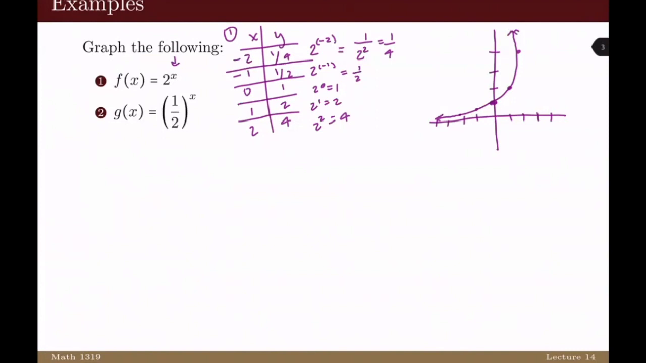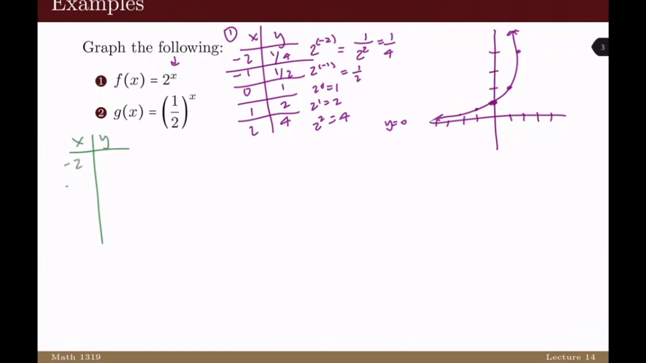With exponential functions, there is asymptotic behavior at y equals 0, because you can never raise a number to a power to get 0. Like 2 to any number will never be 0. So for number 2, we'll make another table.